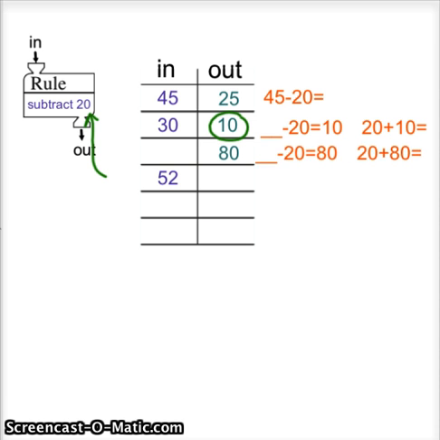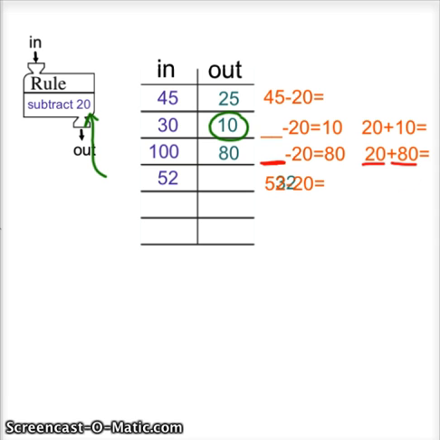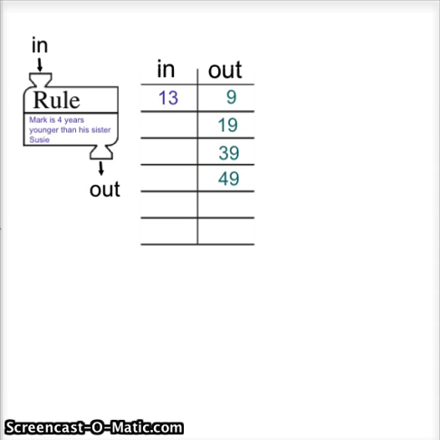And the next one is the same thing. Some number went in, then this machine took away 20 and we have 80 left. So we can do the opposite. 20 plus 80 tells us what went in the machine, which was 100. And when 52 goes in the machine, 52 subtract 20, we're 20 less, which is 32.